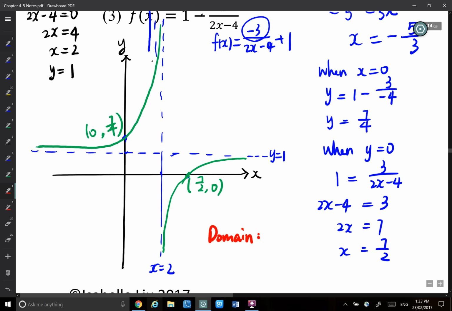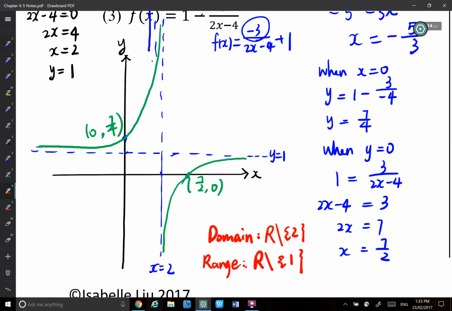Now we talk about the domain. The domain will be R except 2, because I cannot take x equals 2. And the range will be R except 1, because that's the y value I cannot take.